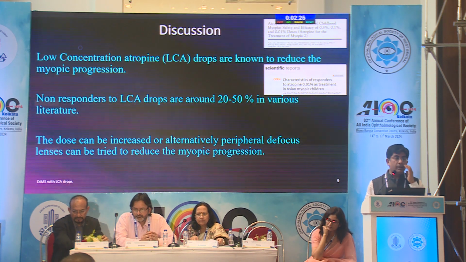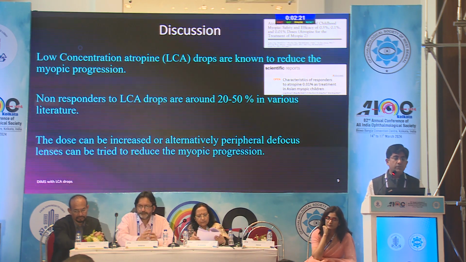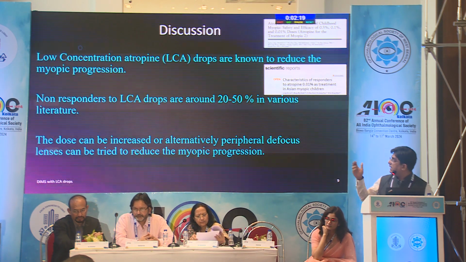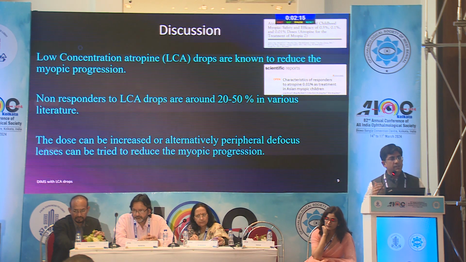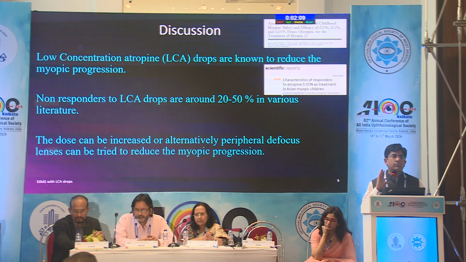Low concentration atropine drops are known to reduce myopic progression. This is very well known. There was a paper in the previous session also. It has been years. Now this is the landmark study from where we all started using atropine, by Audrey Chia. This was 1% atropine, and there was a follow-up study published in 2013. So it has been almost a decade. Now it is very well established that atropine does work. Non-responders to LCA drops are around 20 to 50%.